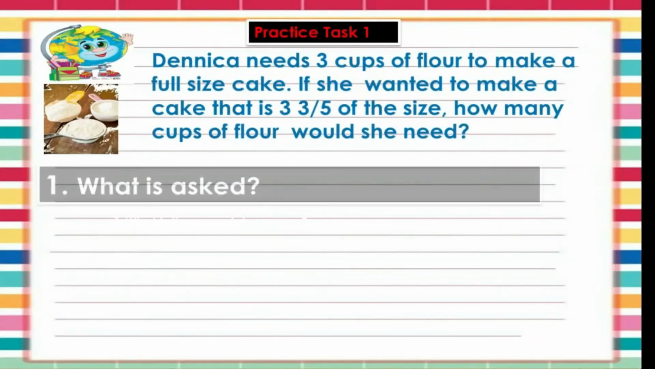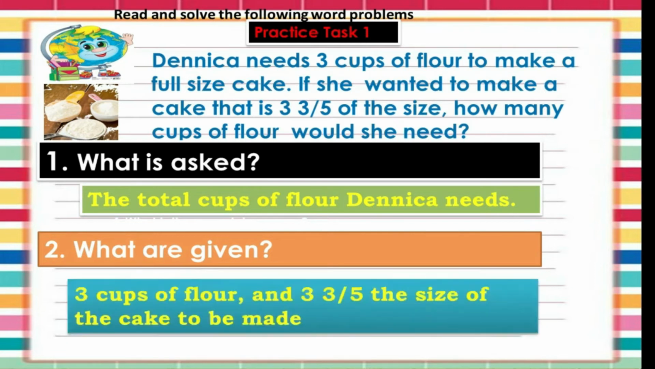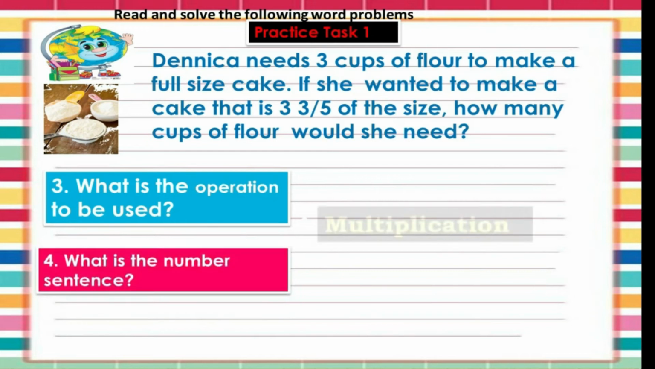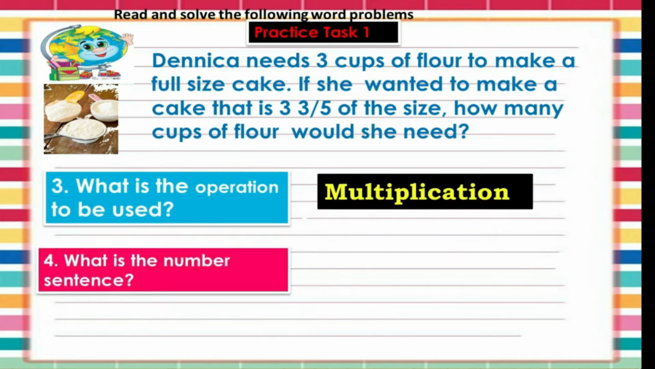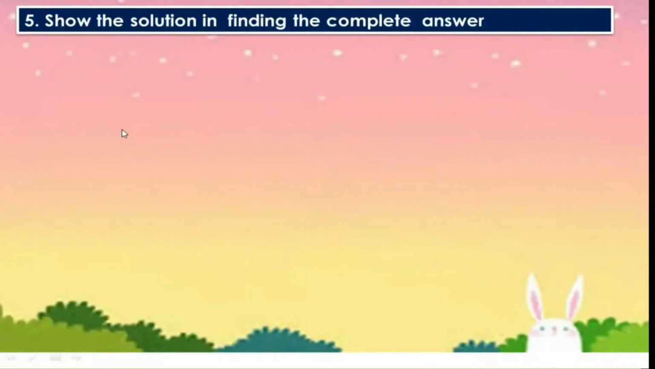Okay, for question number 1, what is asked? Okay, the answer is the total cups of flour Danica needs. For what are given? 3 cups of flour and 3 3/5 the size of the cake to be made. Another, what is the operation to be used? The answer is multiplication. What is the number sentence? The answer is 3 times 3 3/5 equals n. Show the solution in finding the complete answer.